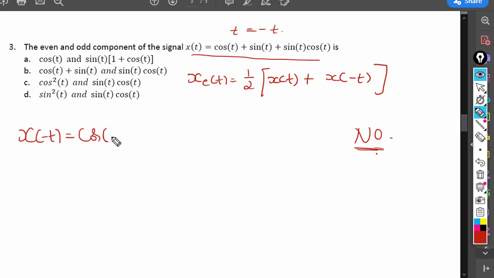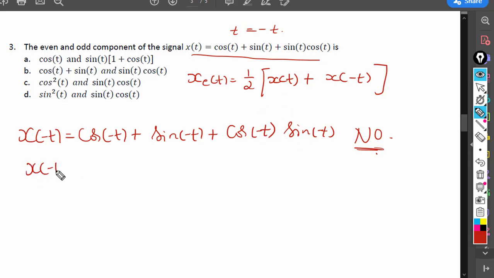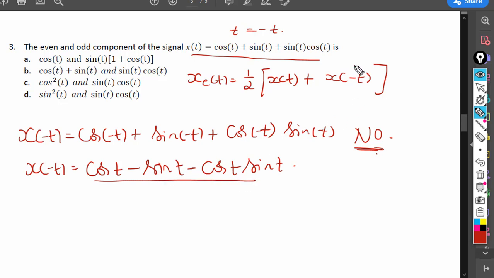X of minus t is equal to, in this equation, wherever t is there, you replace it by minus t. What do we have? Cos of minus t plus sine of minus t plus cos of minus t sine of minus t. I have sine cos, but I put cos sine since it is multiplication, no issues, right? So x of minus t is equal to, what is cos of minus t? It is cos of t. Why? Because cos is an even function. Sine of minus t is minus sine of t because sine is an odd function. So cos of minus t is actually cos t, and sine of minus t is minus sine t. So I'll make it minus sine t. This is x of minus t, which I have to put here.